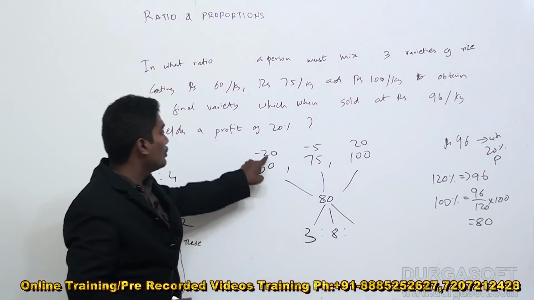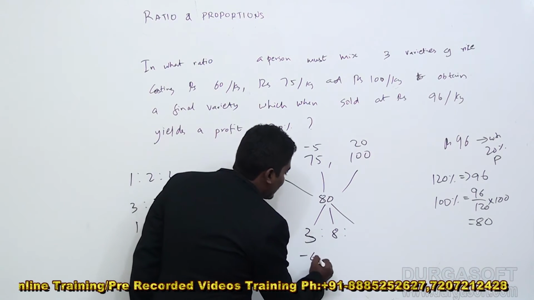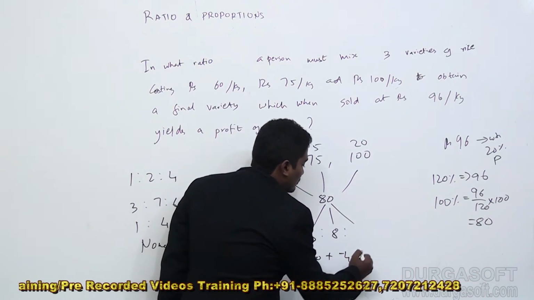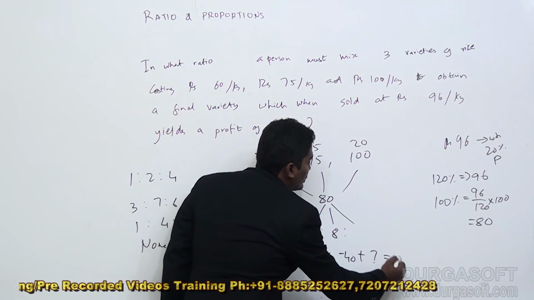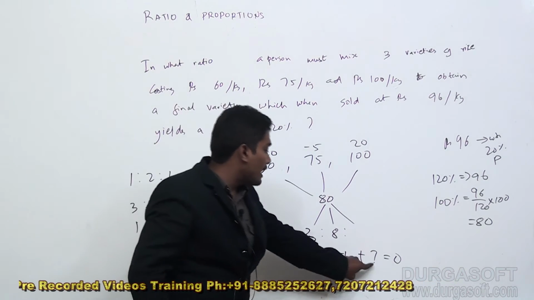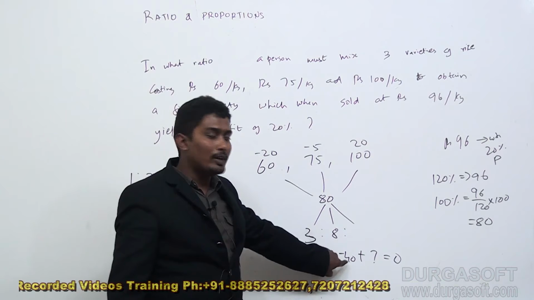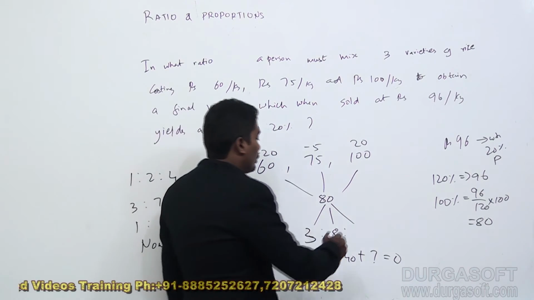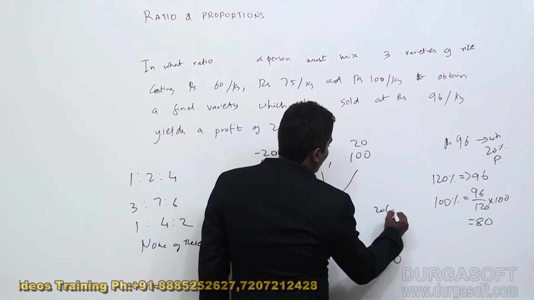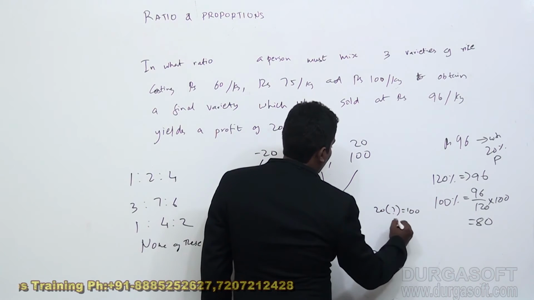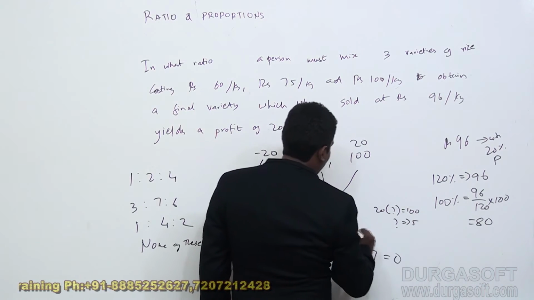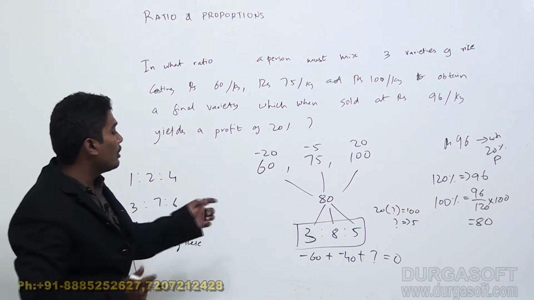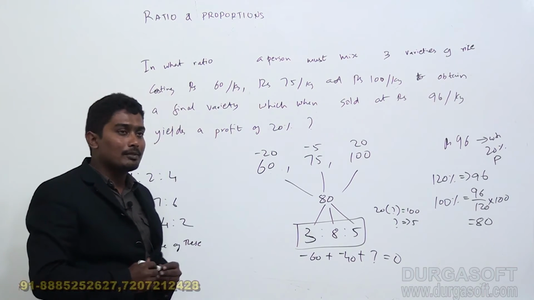So 3 into minus 20, which is minus 60, plus 8 into minus 5, which is minus 40, plus which number will give me 0. So I know that this unknown number will be equal to minus 60 minus 40, which on the other side will become plus 100. So the product of 20 into this unknown number should be 100. The unknown number should be 5, which means the ratio will be 3:8:5. So 3:8:5 also will give you the exact same answer.